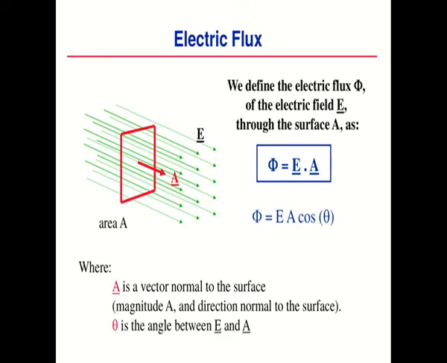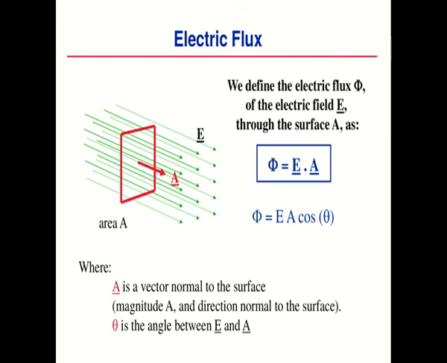Now we define electric flux through the equation. Flux is denoted by phi and electric field is denoted by capital E, and the surface area is capital A. So combinedly we can write electric flux phi is equal to E into A. The magnitude of the electric flux is E A cos theta. Now theta is the angle between electric field and the area vector of the given plane. A is the vector normal to the surface.